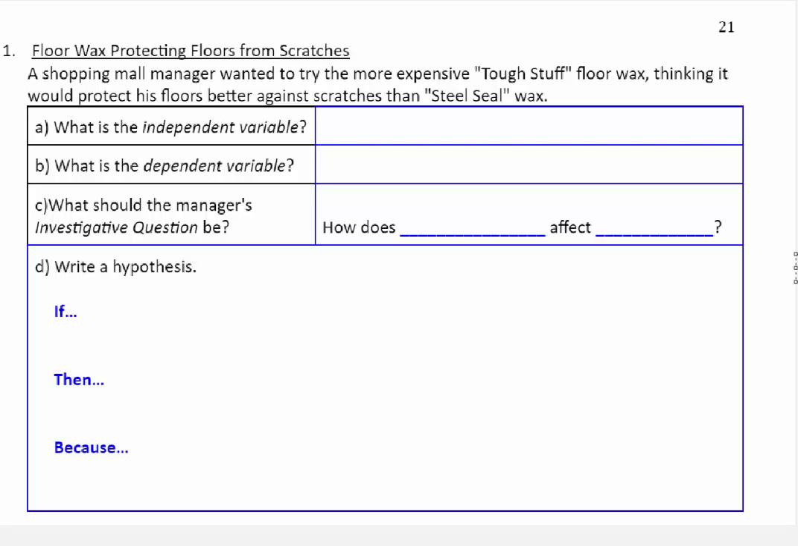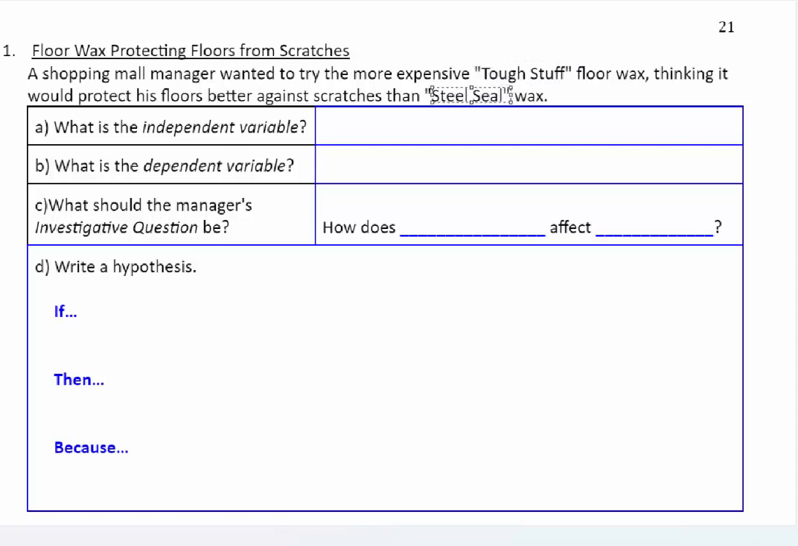A shopping mall manager wants to try the more expensive Tough Stuff floor wax, thinking it would protect his floors better against scratches than Steel Seal wax. It's an interesting thing. So if we looked for what is the independent variable, we want to ask ourselves, what is the shopping mall manager purposely changing? Is he changing the floors? Is he changing the scratches? Or is he changing the floor wax? And in this case, he's specifically changing the floor wax.